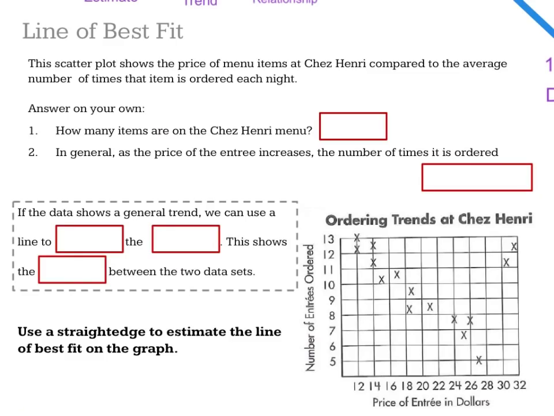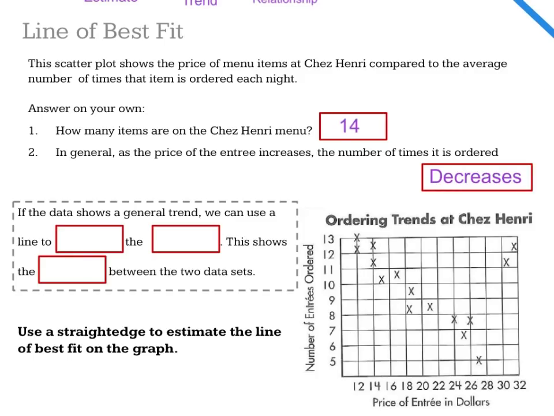Okay, now we're going to talk about something called the line of best fit. So it says this scatter plot shows the price of menu items as compared to the average number of times that item is ordered each night. So there are a couple questions that I want you to answer on your own first. So go ahead and pause the video now, answer those two questions on your own, then press play again to see if you are right.